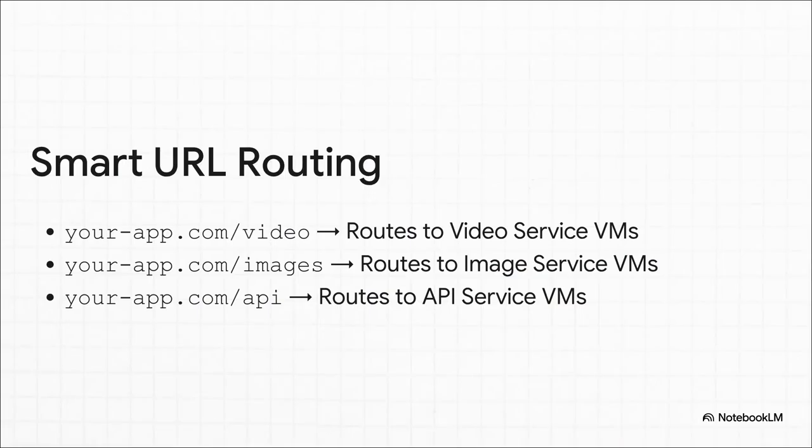So what does that smart routing actually look like? Well, because Application Gateway can read the URL, it can do some pretty cool stuff. If a request comes in for yourapp.com/video, boom, it sends it directly to your video servers. If another one comes in for /images, it zips it over to the image servers. This kind of path-based routing is an absolute game changer for modern apps built with microservices.